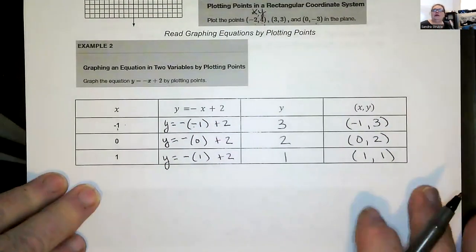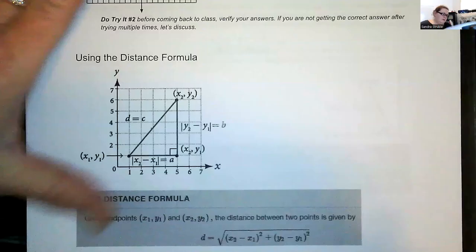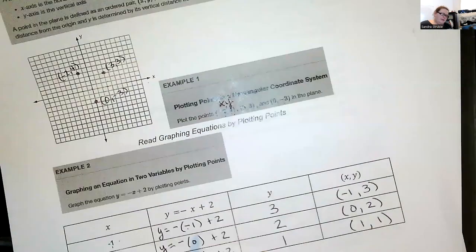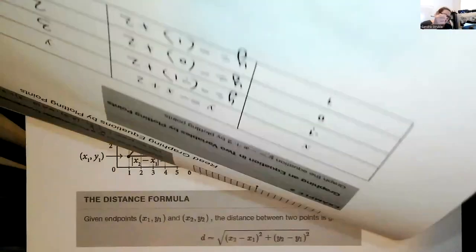On the next page, I'm going to be plotting these. If I can do my best. -1, 3, 0, 2, and 1, 1.